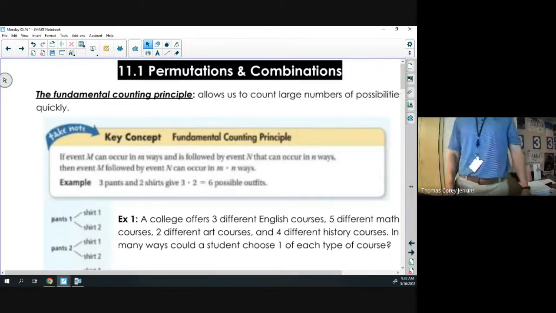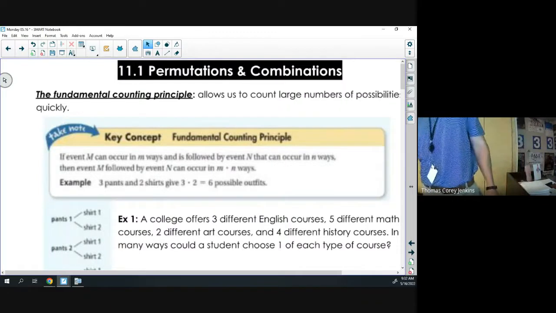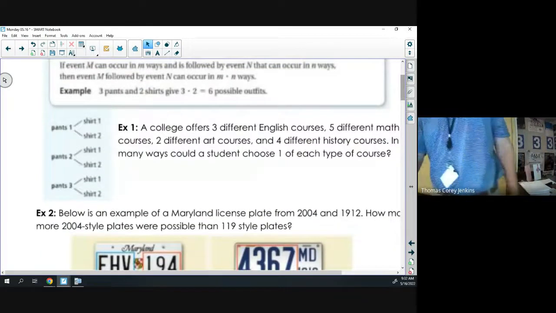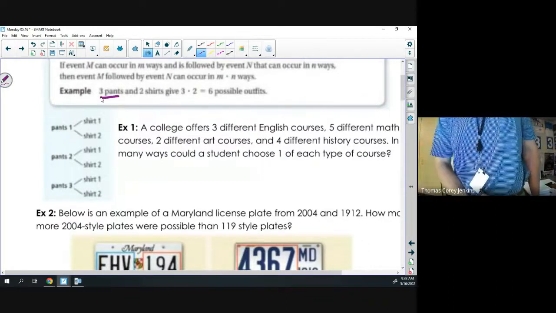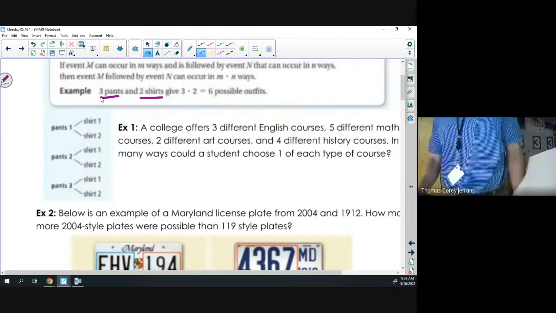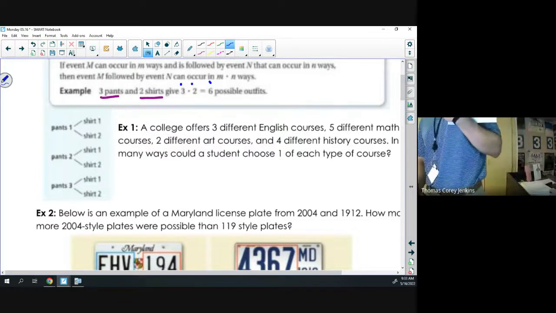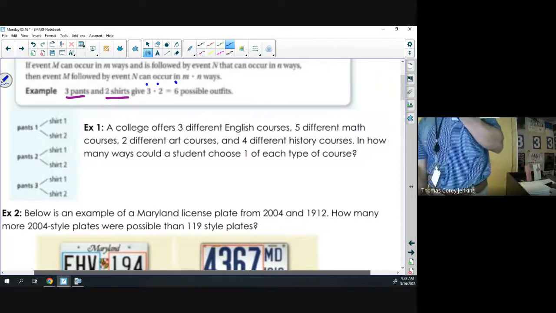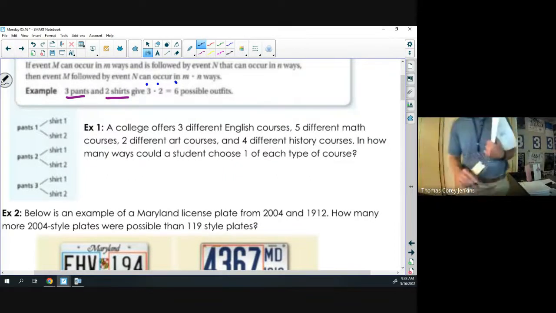So one way to count quickly is to use this fundamental counting principle. It allows us to count large numbers of possibilities quickly. An example that they give us in this key concept is, if we have 3 pairs of pants to choose from and 2 shirts, that probably means we need to go shopping, right? No, just kidding. But how many ways could we make the outfits? That'd be 3 times 2 equals 6, okay? And that's nothing new, but that's the counting principle. So let's do an example or two.